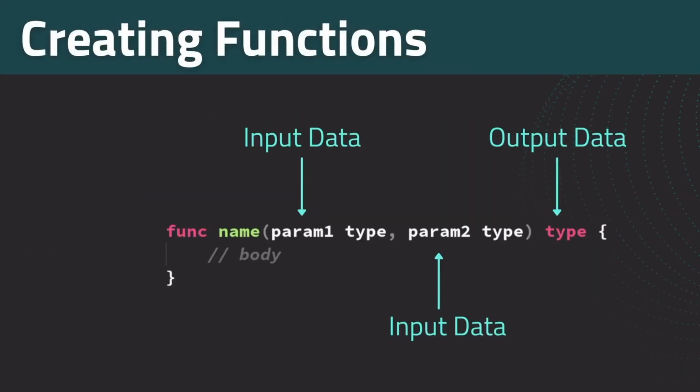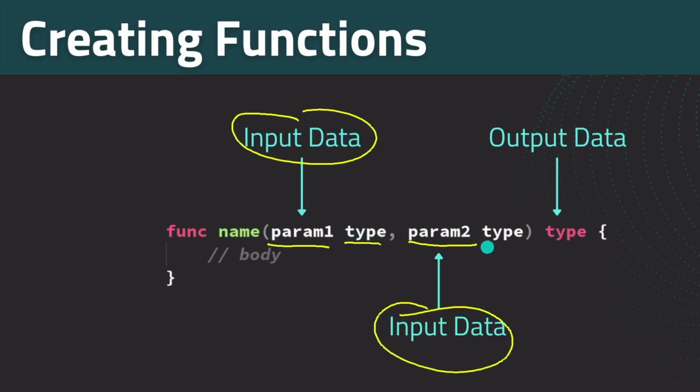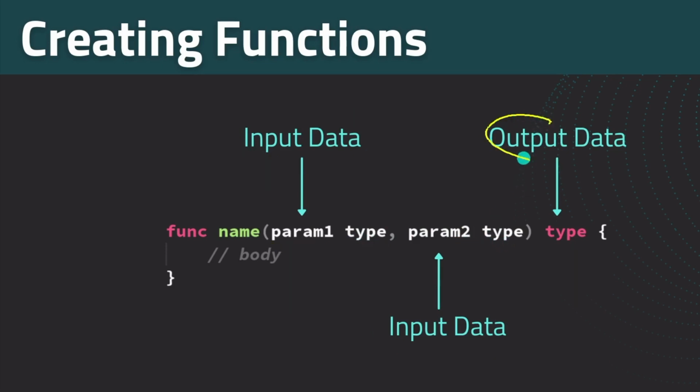Let's take a look at how to create a function. We'll use the func keyword followed by the name of the function. We then have parentheses, and within the parentheses, we have a parameter. After the parameter, we have the type of that particular parameter. If we want multiple parameters, we can separate them with a comma. So in this function, we have param1 and param2. And as you can see, those will be our input data, and they must be of the type specified here. The output data is listed here as a specific type, and it's outside of the parentheses.